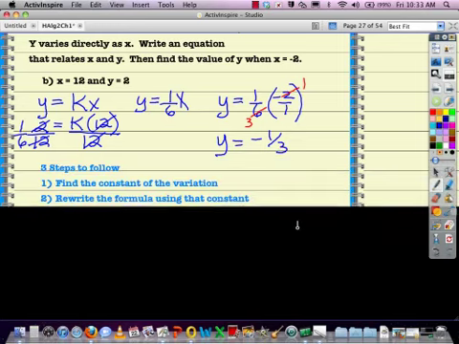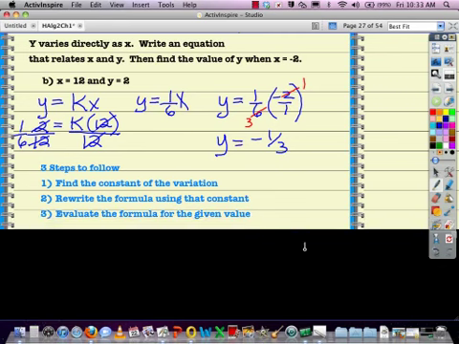So, in summary, we have 3 steps that basically follow every single time we do a direct variation equation. Step 1, find the constant of the variation. That's finding the k value. Put in the given x and y to help you find k. Step 2, rewrite the formula using that constant. So once you find the k value, you can rewrite and put that k value back into the original equation. That's the equation you would use for all other questions pertaining to this problem.